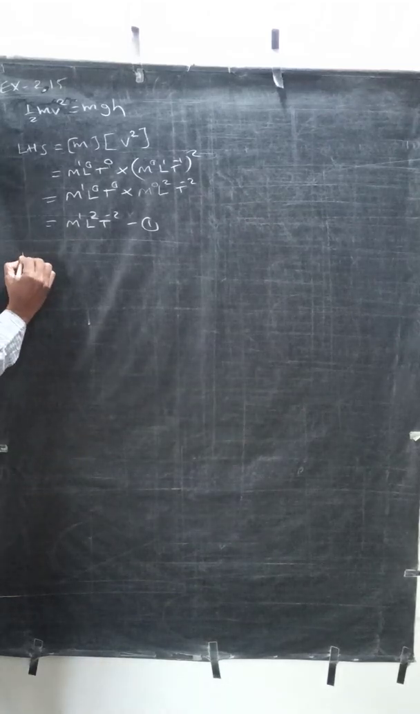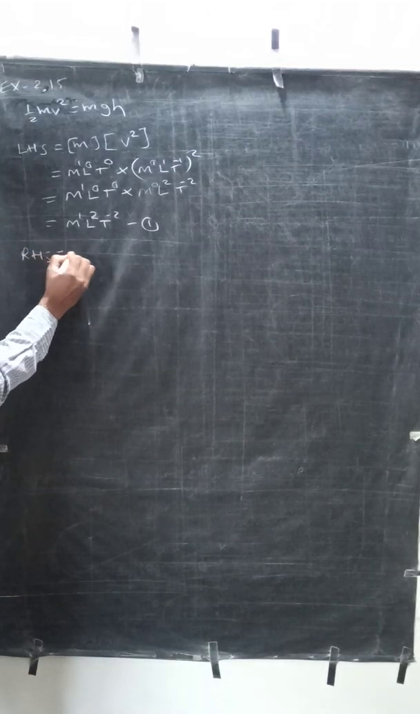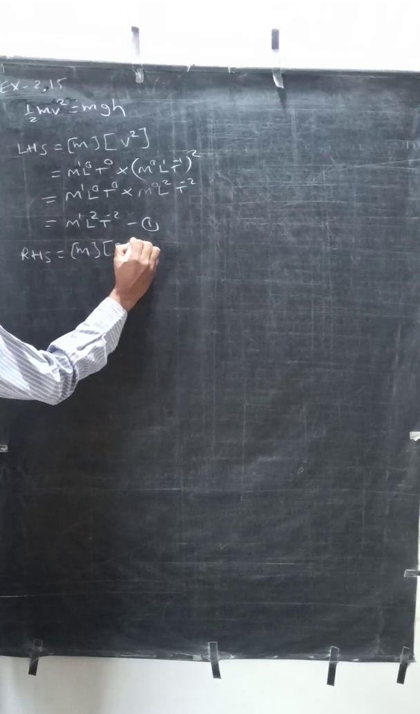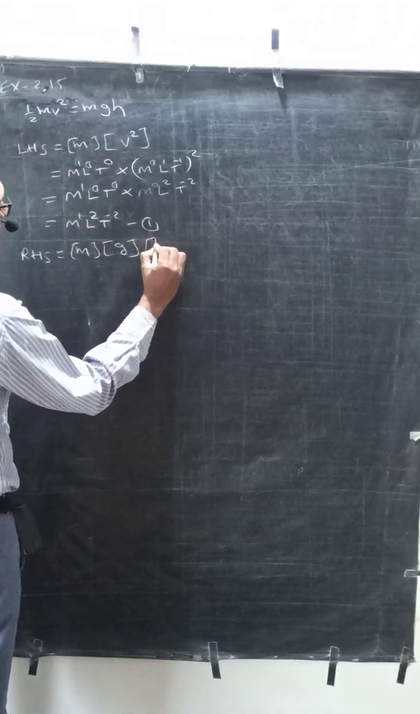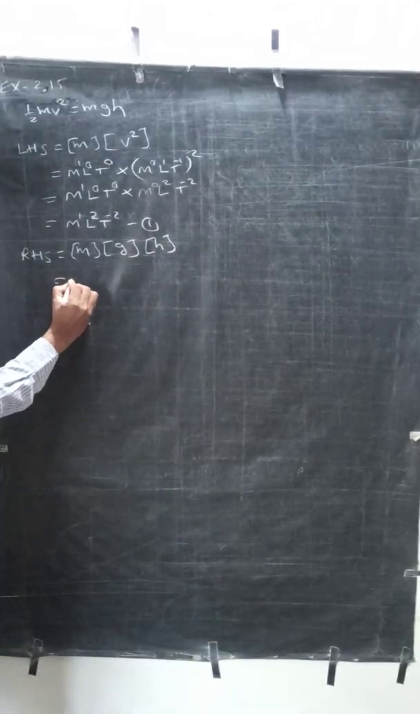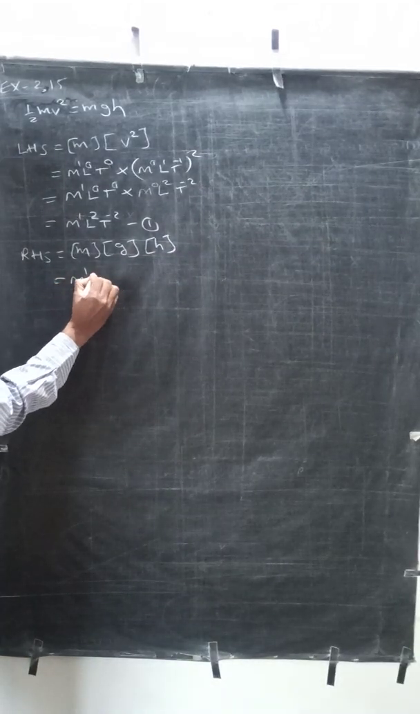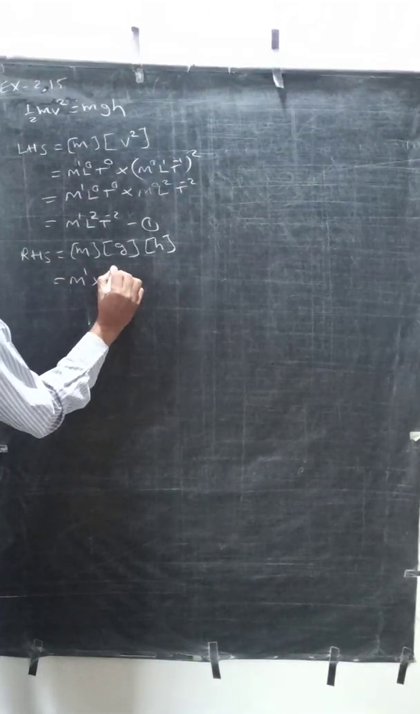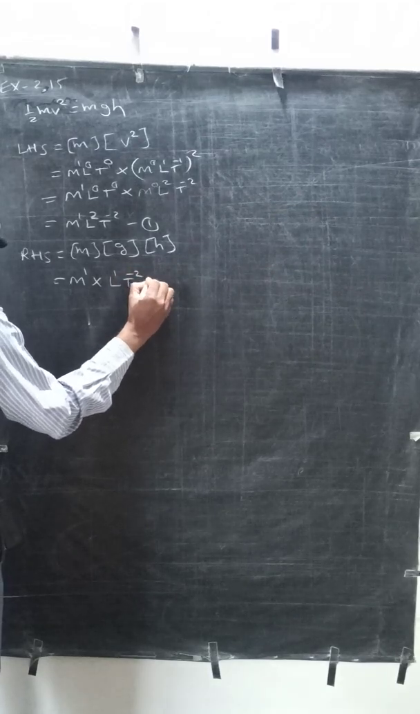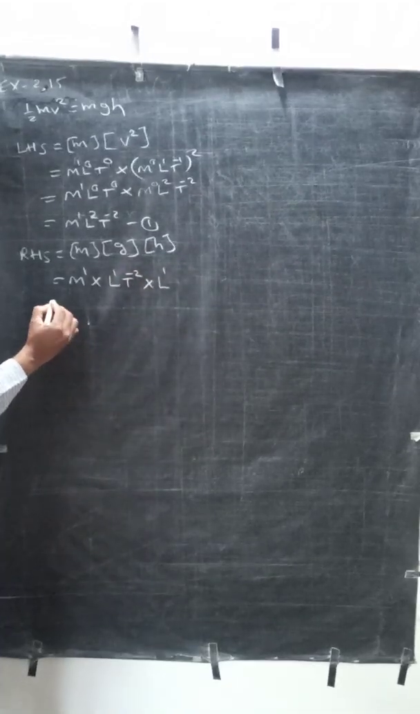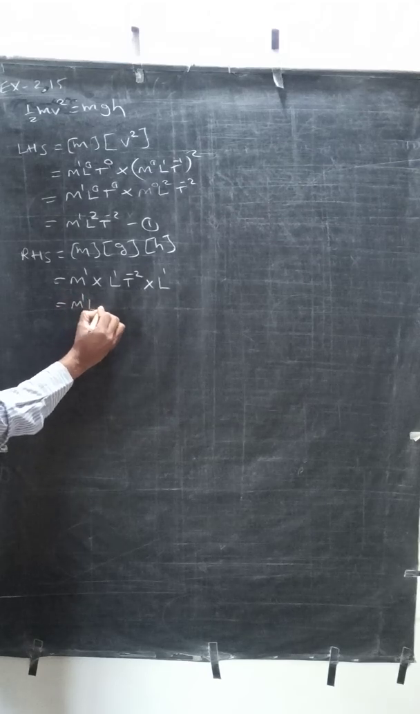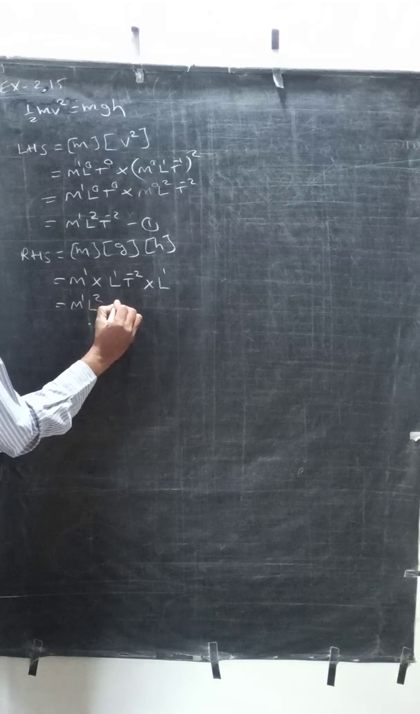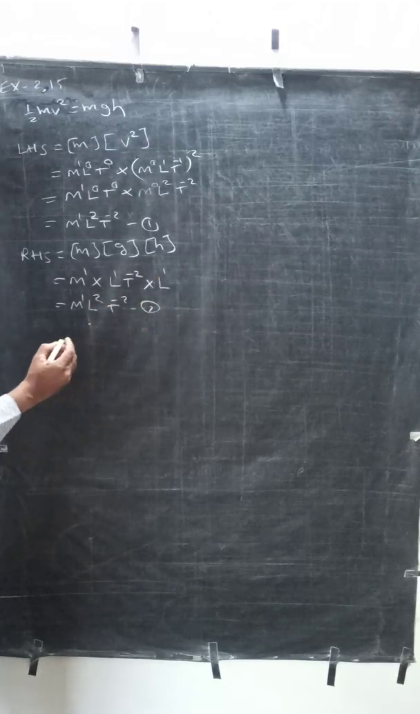Now the right hand side. There is the dimension of mass, gravity acceleration, and height. Dimension of mass is M¹. Now gravity acceleration is L¹ T⁻² and height is L¹. Simplifying, M¹ L¹⁺¹, that is L², T⁻², equation 2.